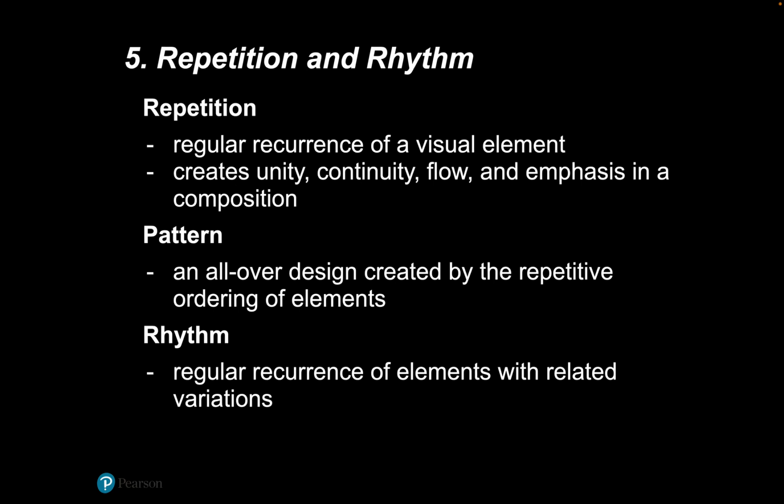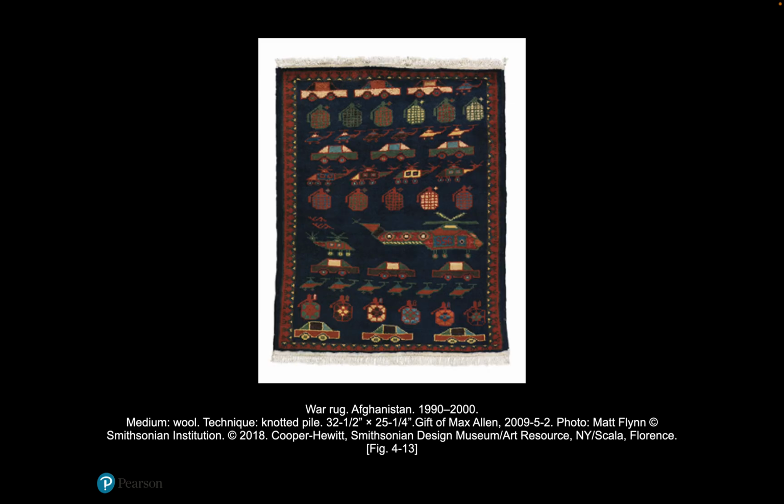So repetition and rhythm, right? Pattern is a common design strategy in a lot of textile traditions, and it uses a lot of repetition, right? And a regular recurrence of a visual element helps create unity, continuity, flow, and emphasis in a composition. So a good example is this war rug from Afghanistan.